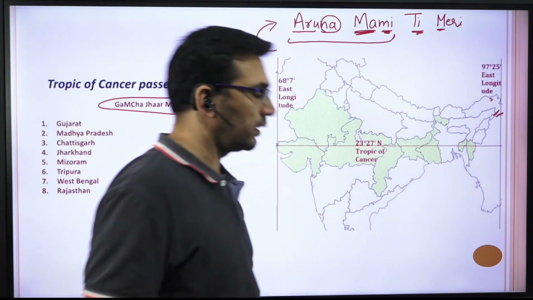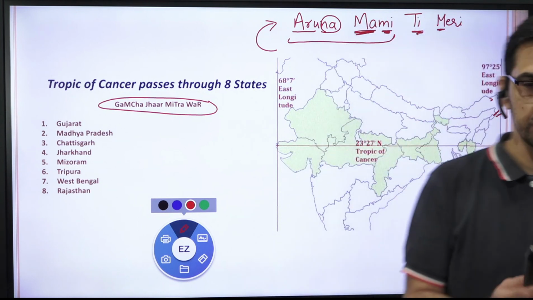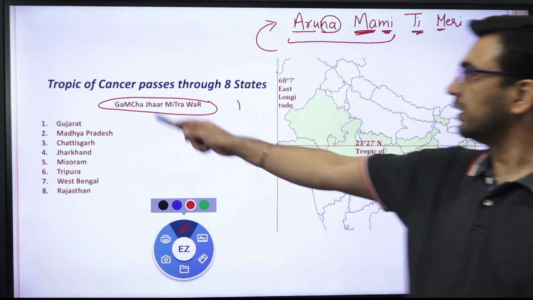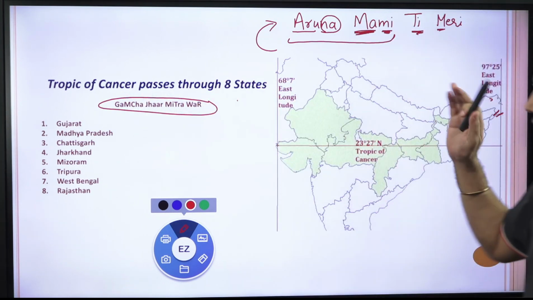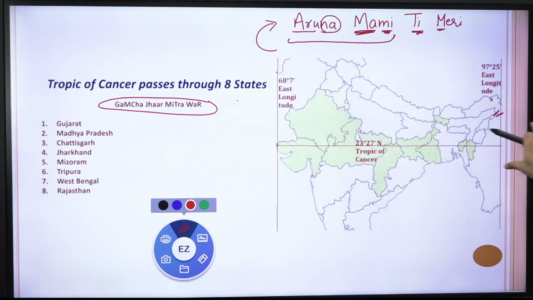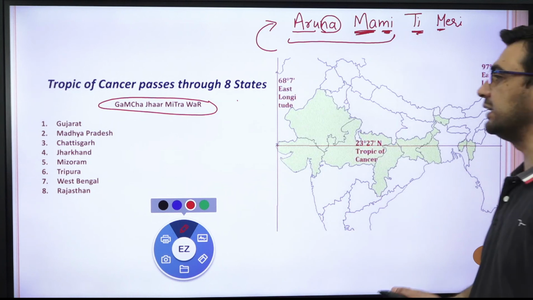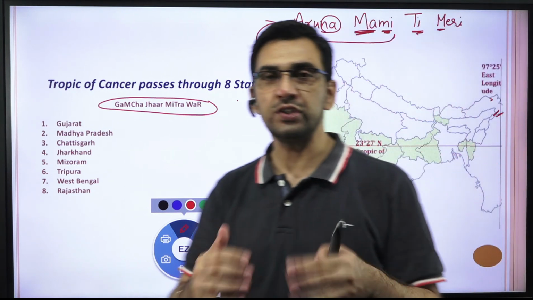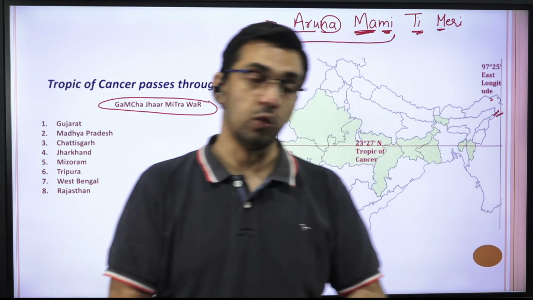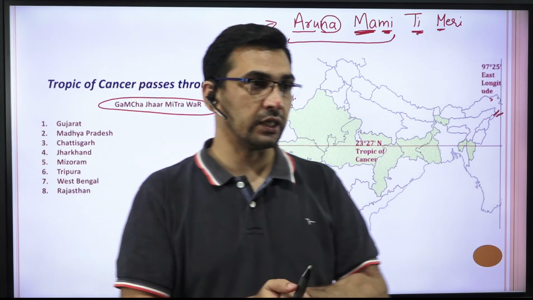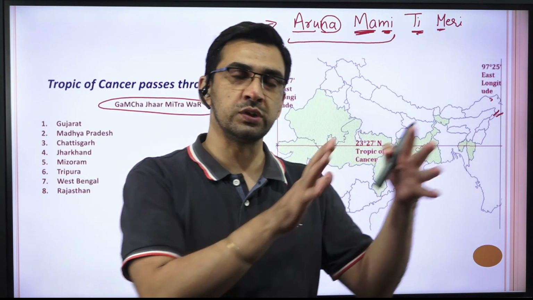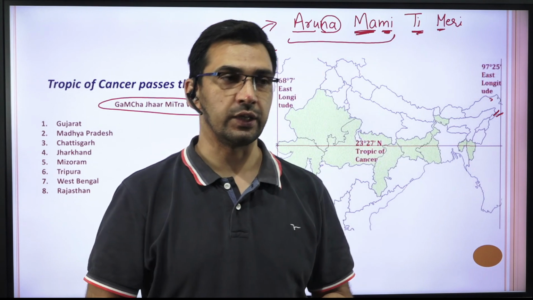in mind through which particular states, even if you don't remember this particular mnemonic, even if you imagine the map of India and with these details, then you can very easily tell through which states that particular Tropic of Cancer goes. Okay, so that is the basic that you need to know about the latitudes, longitudes, and the context of India.